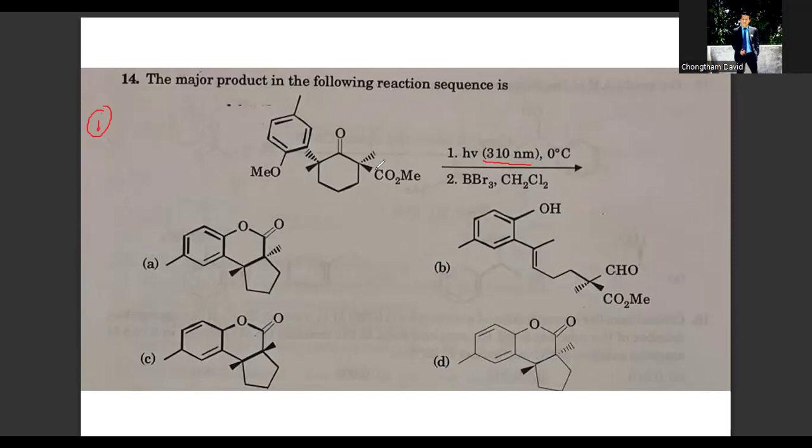So we are given here this starting material. The reaction conditions are 310 nanometer and 0 degrees Celsius. A strong Lewis acid in the presence of dichloromethane is treated. Let us write the subsequent reactions so as to form the product. So in this first step, we will form a product here.